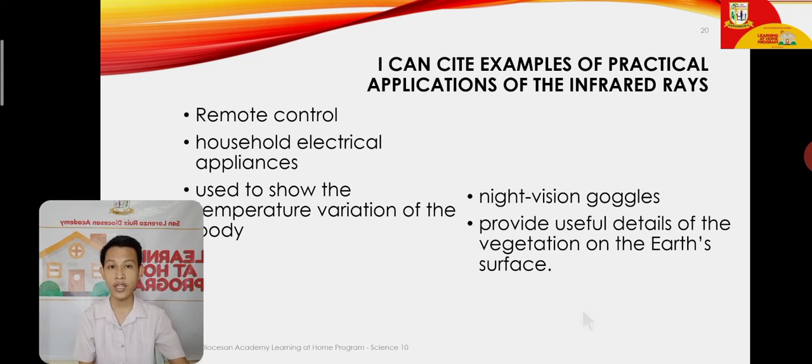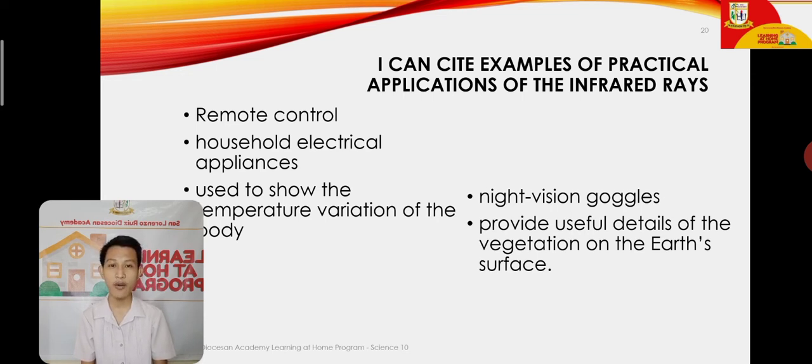Next is household electrical appliances. Gumagamit din ng mga infrared lights na tinatawag. Used to show the temperature variation of the body. Kaya kanina dun sa may picture na pinakita ko sa inyo, merong parang body ng human, tapos meron siyang iba't ibang kulay, may red, may green, may blue. So yung infrared rays, common yan today kasi nga gamit na gamit sila doon sa tinatawag nating mga infrared thermometers. Okay? So yung mga thermometers ngayon, yung mga thermoguns na ginagamit, ay gumagamit ng infrared rays para malaman yung temperature ng isang tao.